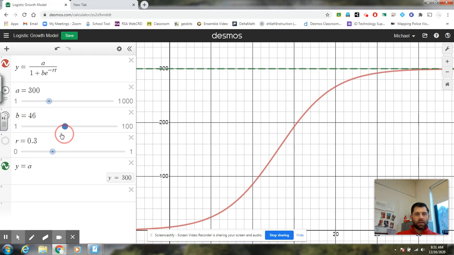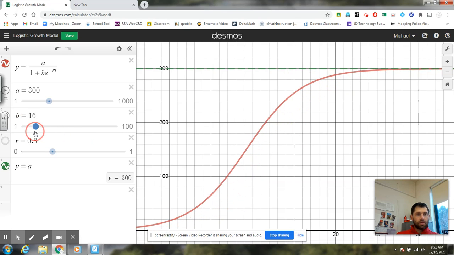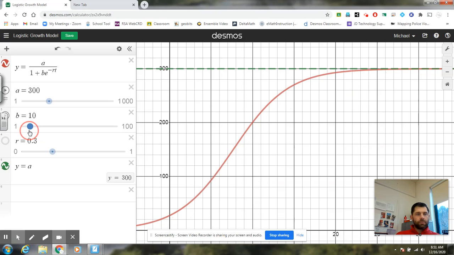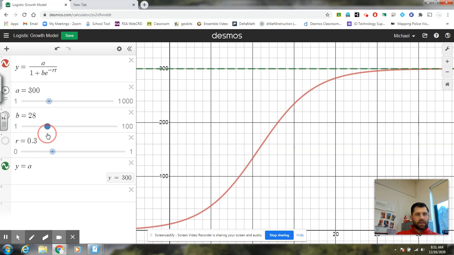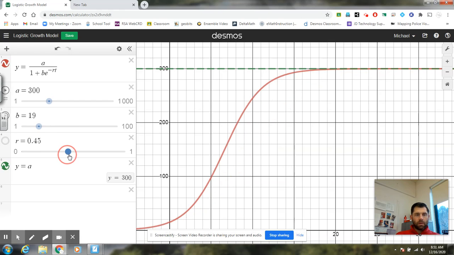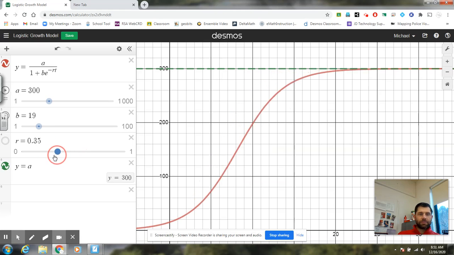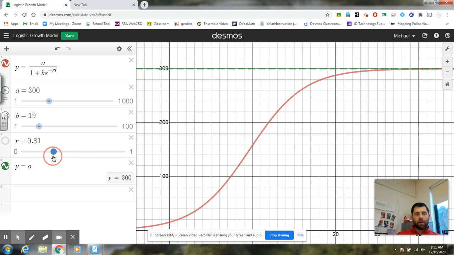All right, so how quickly it kind of grows. All right, the R value, where was it? 19, I think. The R value is our growth rate. And same thing, that also is a part of our exponential growth part of this function.